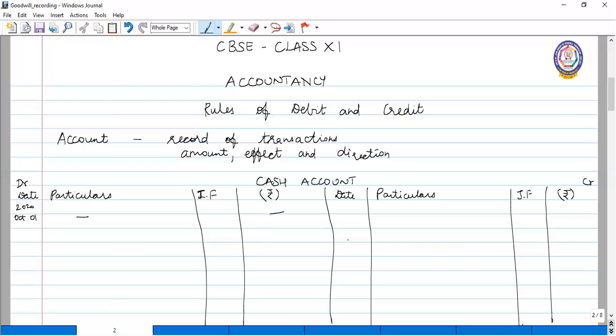Suppose we pay money to someone, then we write on which date we are paying, to whom we are paying, and what is the amount paid. So this dual aspect of receiving and giving, both aspects are shown in the account. This is how we have to record the transactions of each and every account.